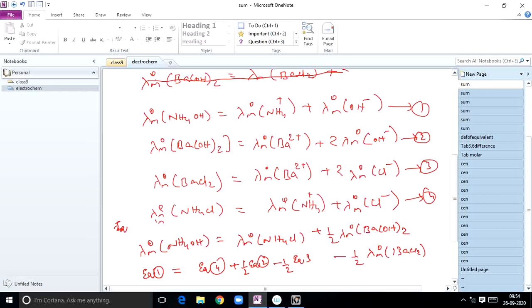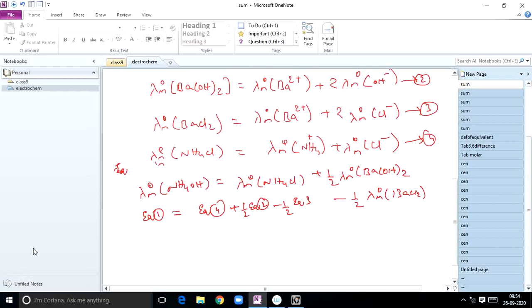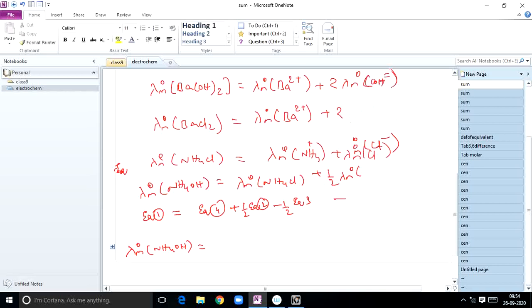So substitute all the data here, students. If I do like this, I will get final relation like this. See, every time we can't learn them by heart. So we have to derive it. So finally, what is the lambda m naught value of ammonium chloride? Do it, students. So directly you substitute in this formula. You have to do equation 1 is equal to equation 4 plus half into equation 2 minus half into equation 3.